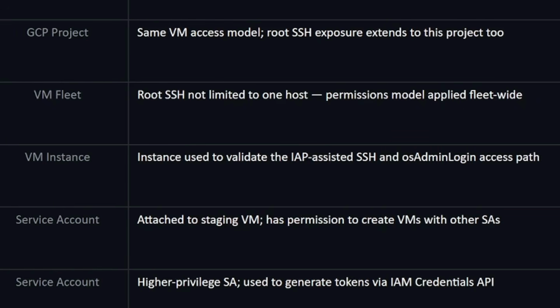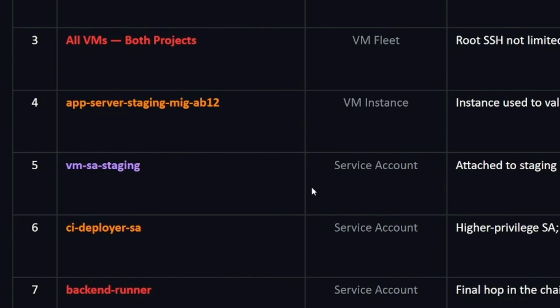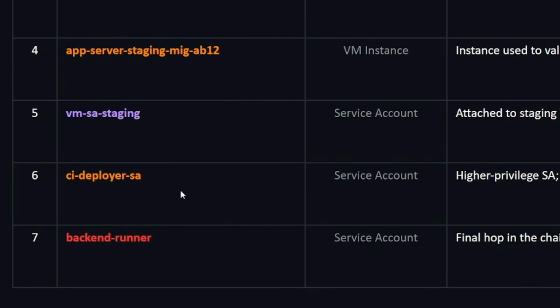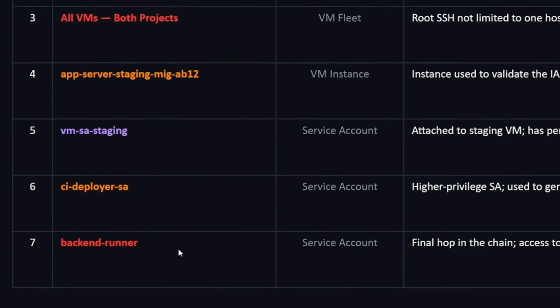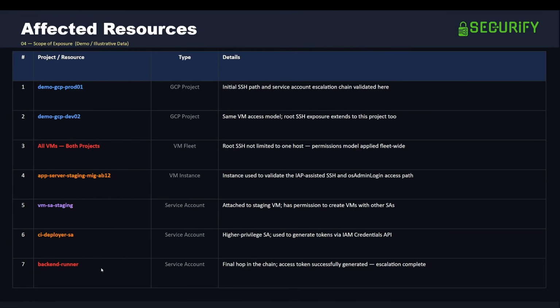5 through 7, the 3 service accounts in the escalation chain. VM SA staging, the staging VM's attached identity with VM create rights. CI developer SA, the CI/CD pipeline SA we opted into through the exfil VM. And backend runner, the final impersonated identity obtained via the IAM Credentials API. So 7 resources, 2 projects, and a chain that converts 1 compromised user identity into 3 compromised service accounts and root access across the entire VM fleet. That's the scope of this finding.